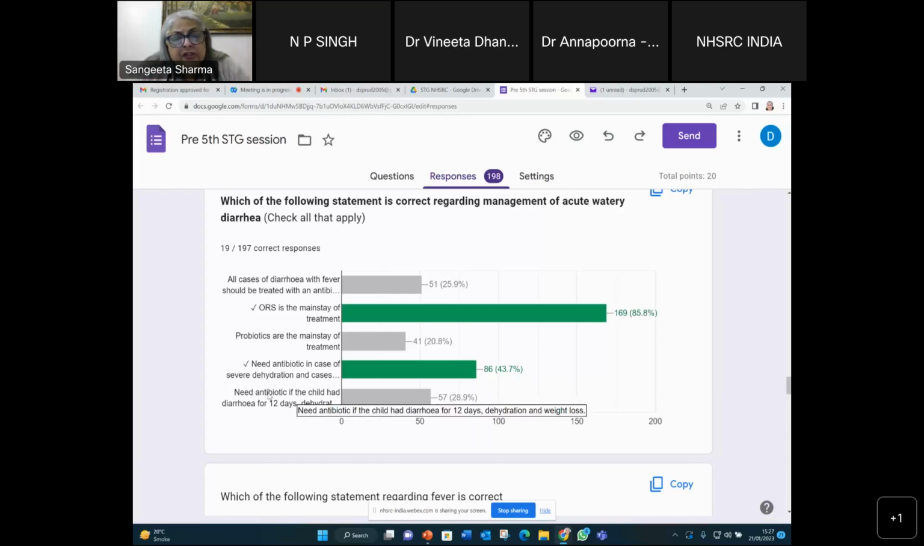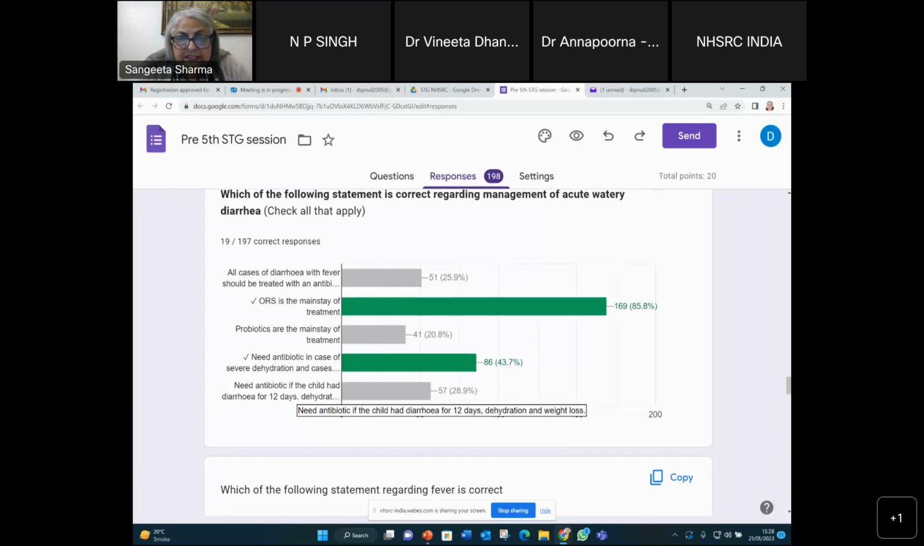Similarly, for a child who had diarrhea for 12 days, with dehydration and weight loss, look for other causes rather than just giving them antibiotics and antiamoebic agents.